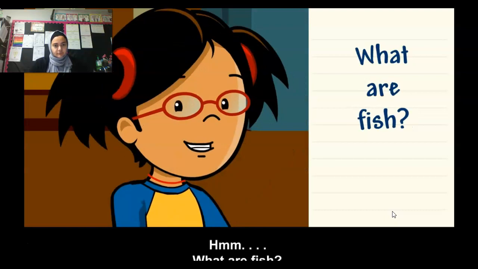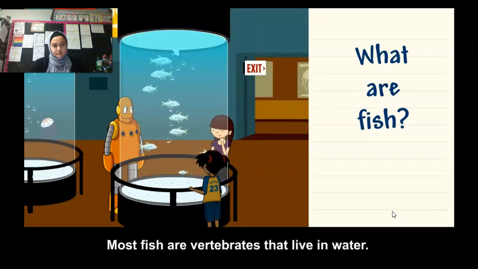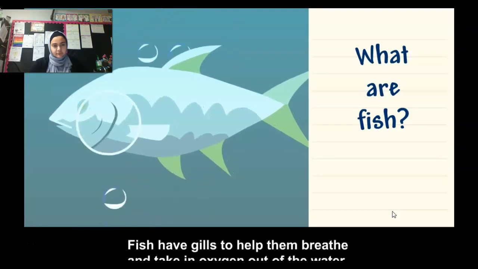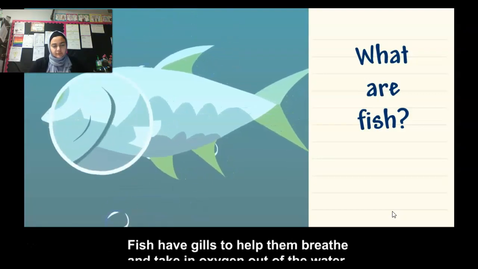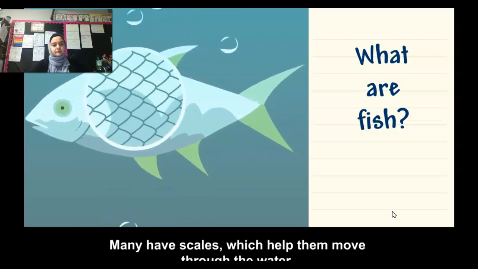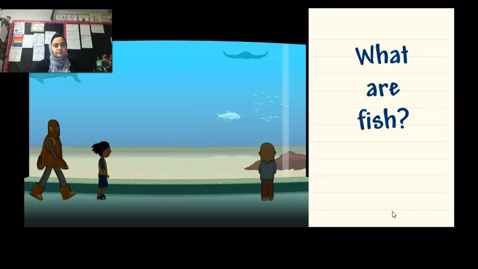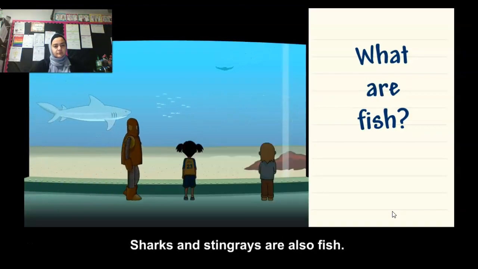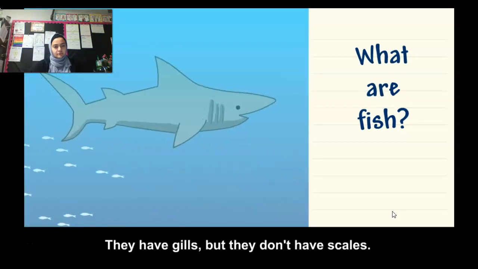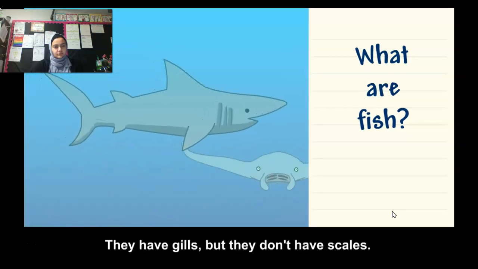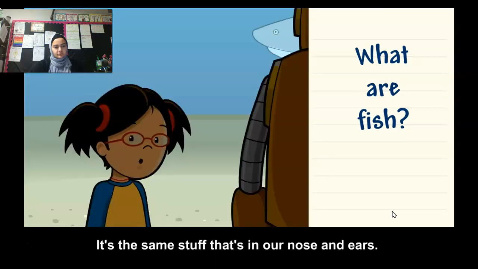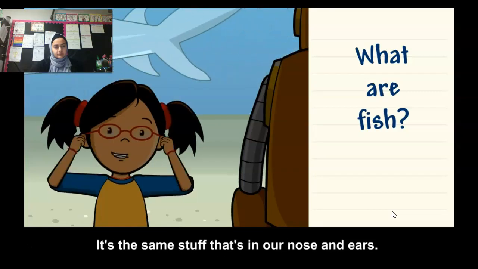What are fish? Most fish are vertebrates that live in water. Fish have gills to help them breathe and take in oxygen out of the water. Many have scales, which help them move through the water. Sharks and stingrays are also fish. They have gills, but they don't have scales. Their bodies are made out of cartilage. It's the same stuff that's in our nose and ears.